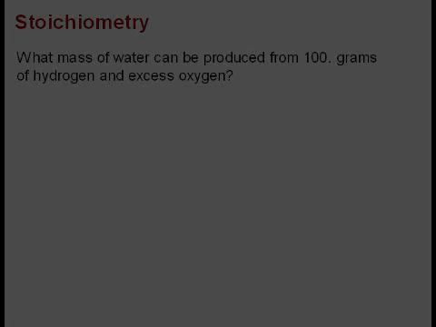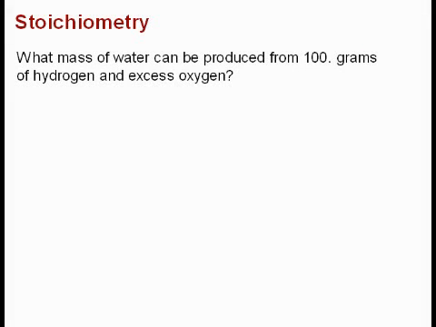Hello. In this edition of Chemcast, we're going to look at stoichiometry. You will need your periodic table and a calculator, so get those ready and then we'll get going. Here's our problem for today. What mass of water can be produced from 100 grams of hydrogen and excess oxygen?